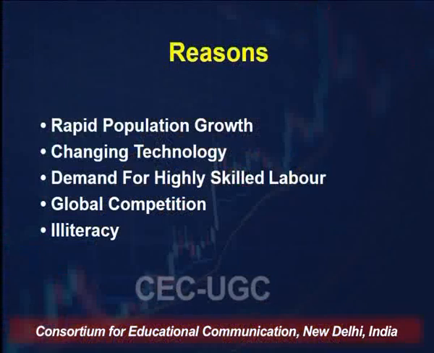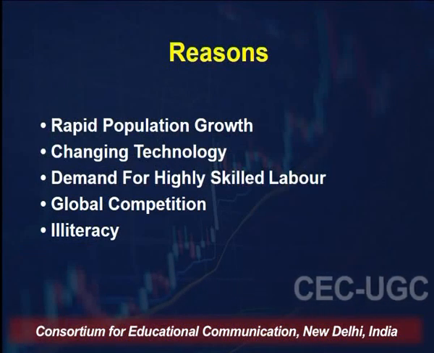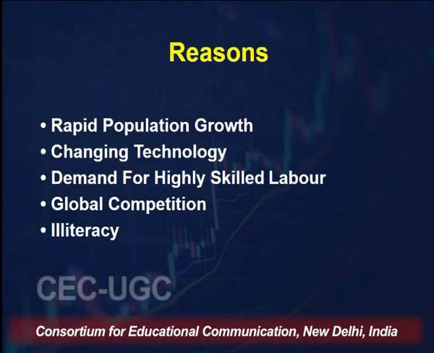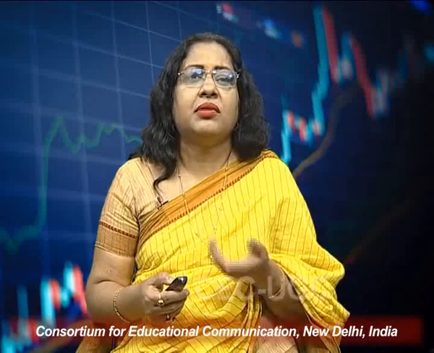And to sum up, what are the main reasons for unemployment in the economy? The main reasons can be population growth, changing technology, demand for highly skilled labor, global competition, illiteracy, and if people are not skilled, then that also leads to an increase in unemployment in the economy. So unemployment is a very crucial problem for any economy, and our government is taking various steps to reduce unemployment. There are various government schemes also to reduce unemployment.